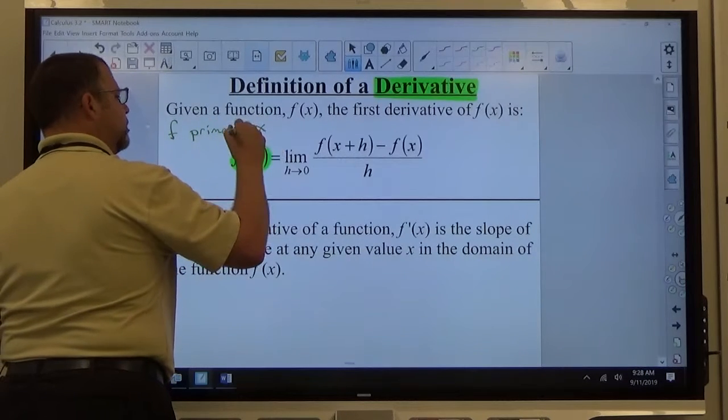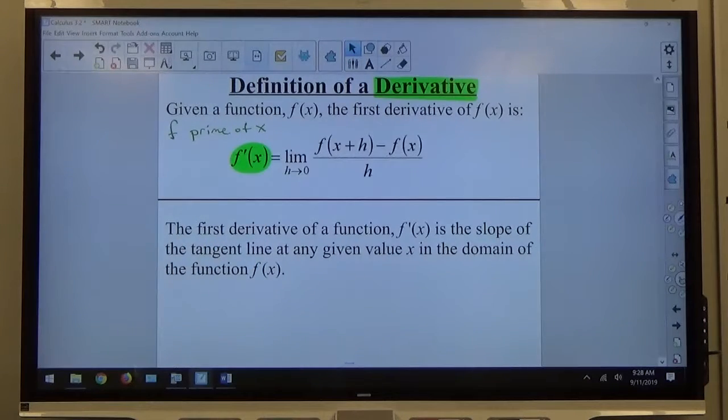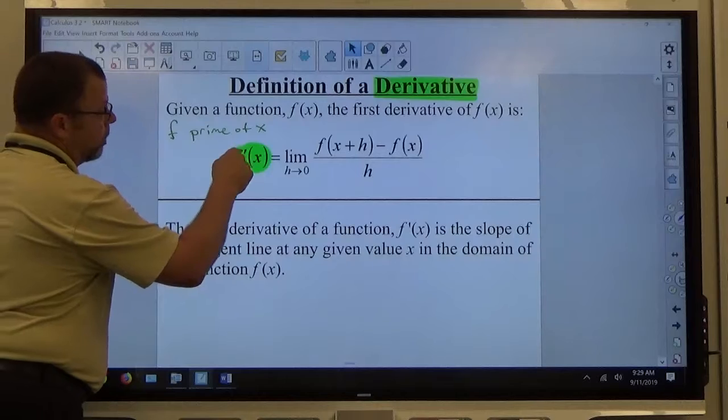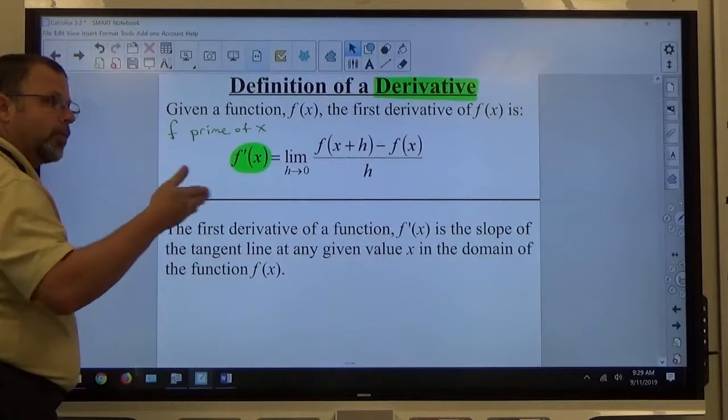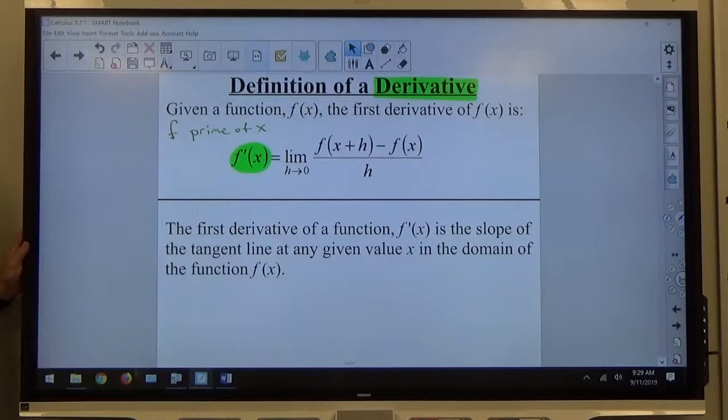f prime of x. So typically that f parentheses x is an f of x that we have. This little apostrophe symbol is read as a prime, so f prime of x. Eventually we're going to get the second, third derivatives, be f double prime, f triple prime, so it would just be 2 apostrophes, 3 apostrophes like that as we get to higher order derivatives. That's later in the chapter though.